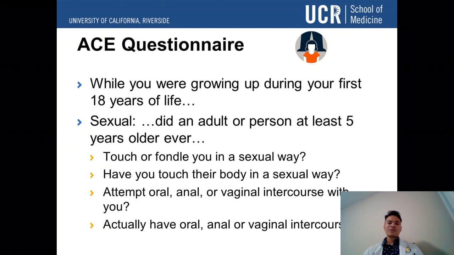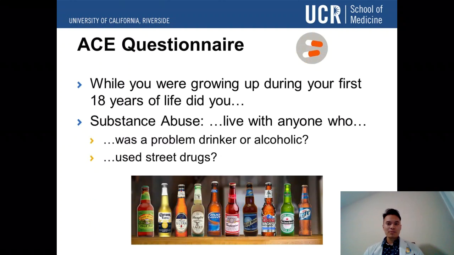Sexual: did an adult or person at least 5 years older ever touch or fondle you in a sexual way? Have you touched their body in a sexual way? Attempt oral, anal, or vaginal intercourse with you, or actually go through and have oral, anal, or vaginal intercourse. These, again, are horrifying things, but this is things to identify so that we can help them process it and become better functioning adults in the future, not have this weigh them down.